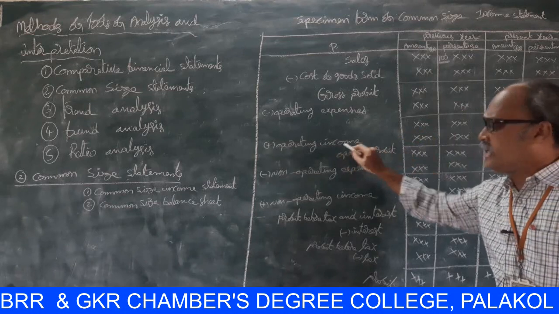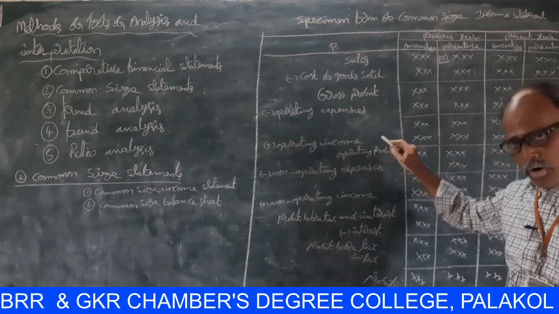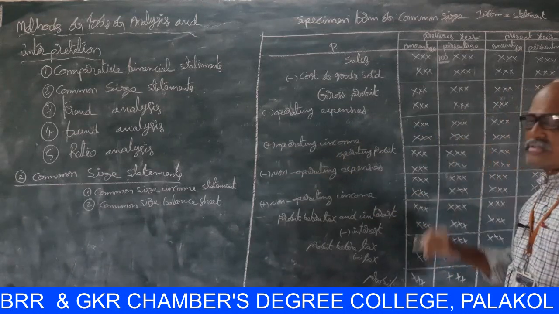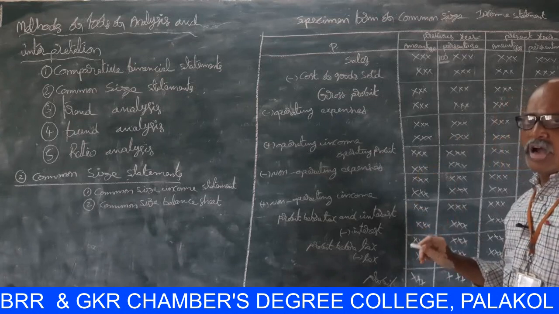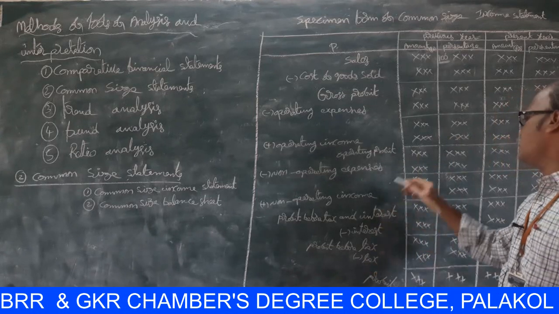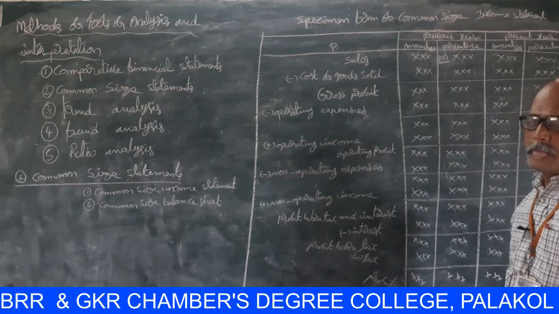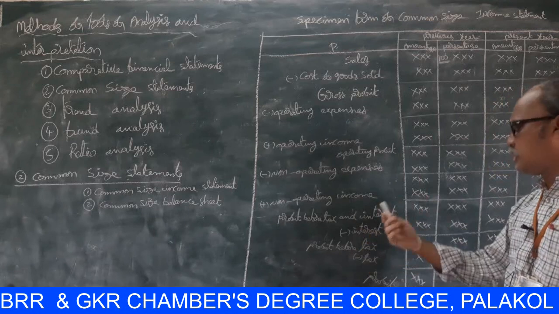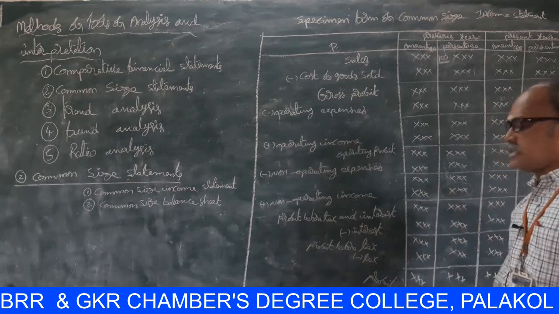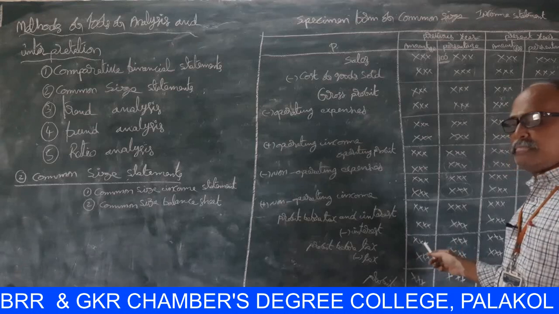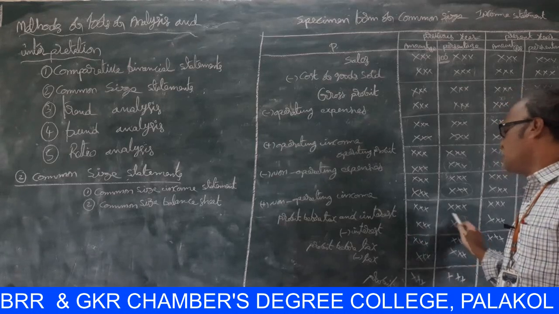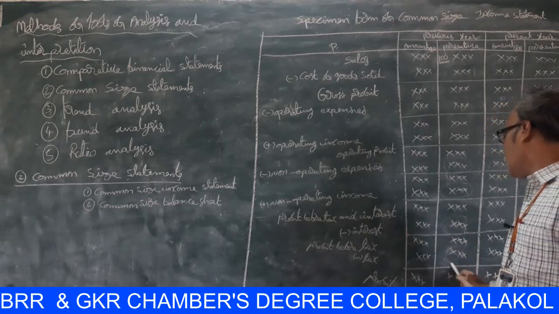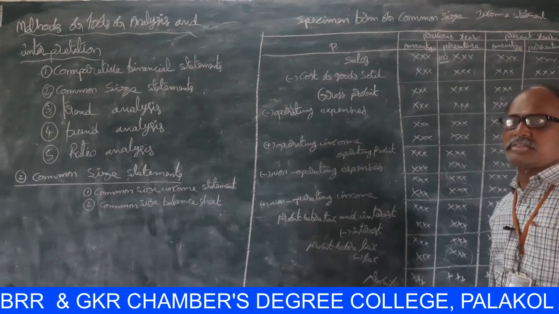Next, operating income: amount of operating income divided by sales into 100 gives the percentage. Non-operating expenses: amount of non-operating expenses divided by sales into 100 gives the percentage. Next, non-operating income: amount of non-operating income divided by sales into 100 gives the percentage. Amount of interest divided by sales into 100 gives the percentage. Next, tax amount divided by sales into 100 gives the tax percentage.